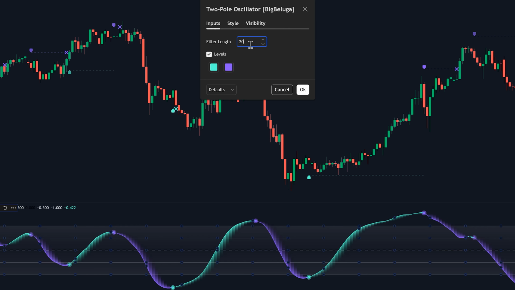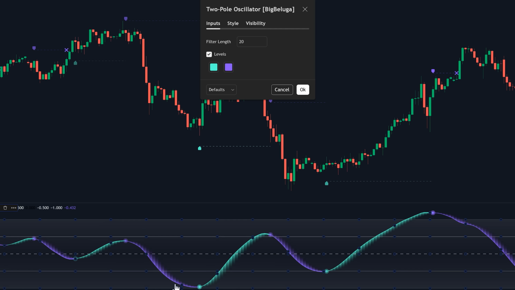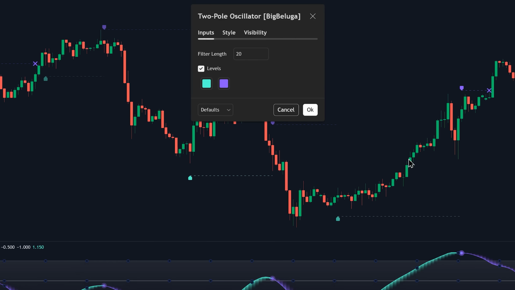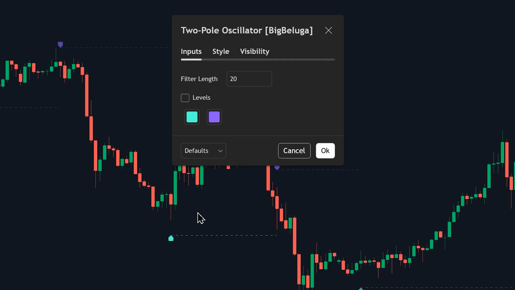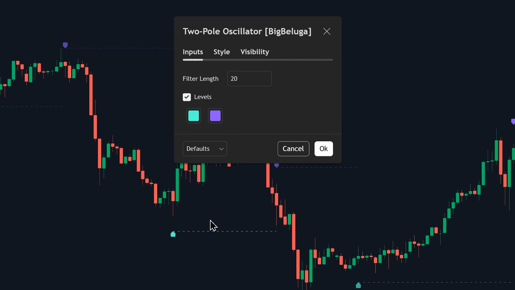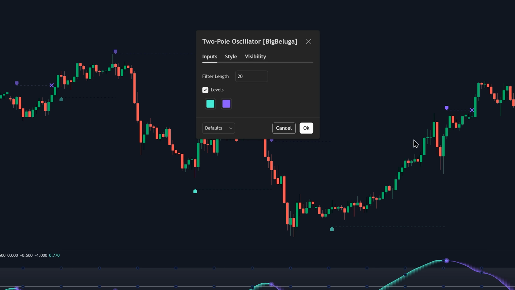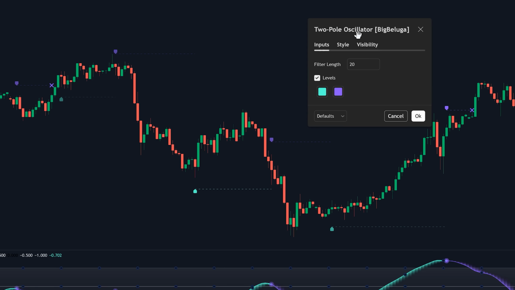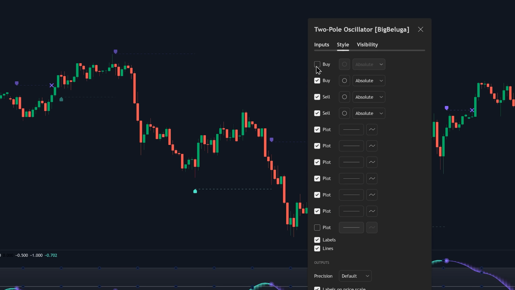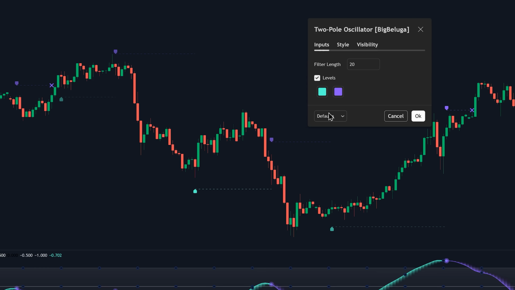Adjusting this setting allows traders to customize the balance between smoothness and responsiveness, depending on their trading style and market conditions. And then down here, we can toggle the levels on or off, which will hide or show these invalidation levels. For the strategy I'm going to be showcasing, I need the invalidation levels for stop loss placement, so I'm going to leave them enabled. Now, if you have any other changes that you want to make, you can feel free to do so. For me, I'm going to use the default settings. So click OK.